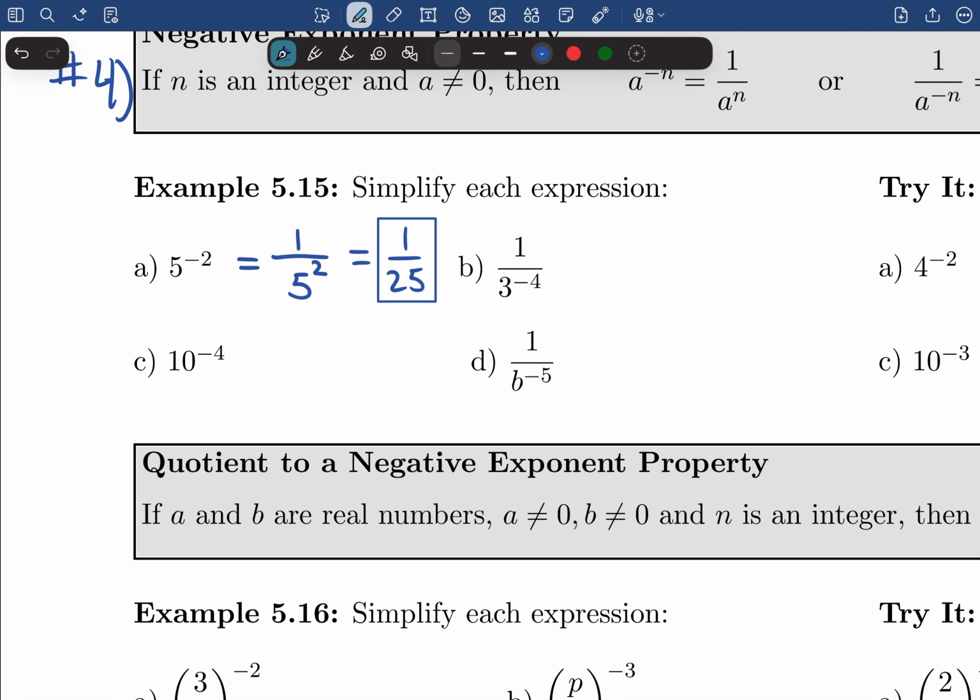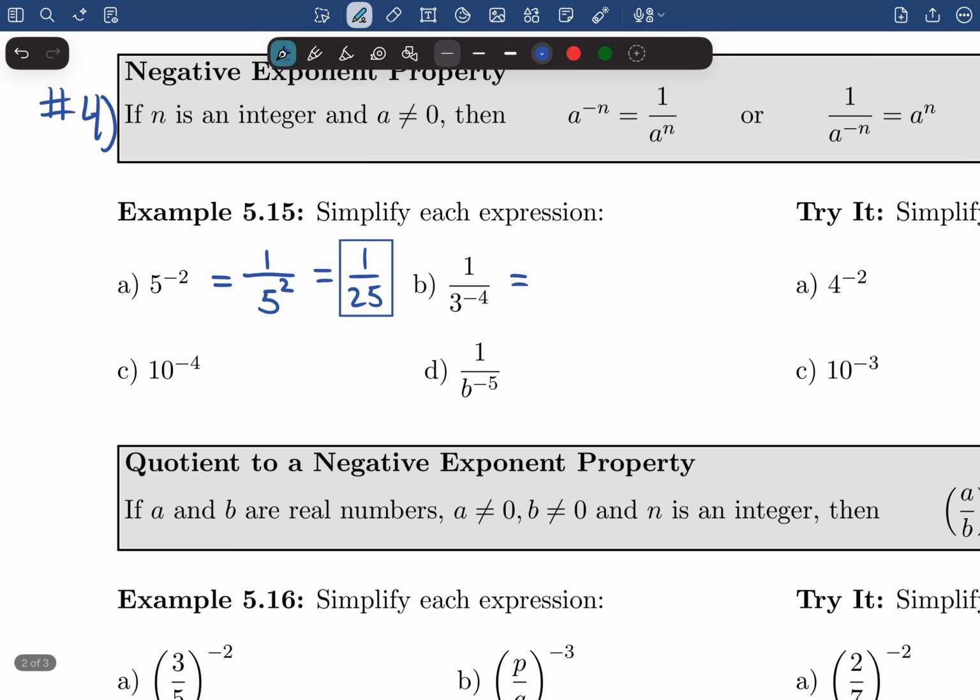Let's look at another version of this. If I see 1 over 3 to the negative 4 power, well, I could take its reciprocal, right, to make the exponent positive. And so that becomes 3 to the 4th power, which is 81.